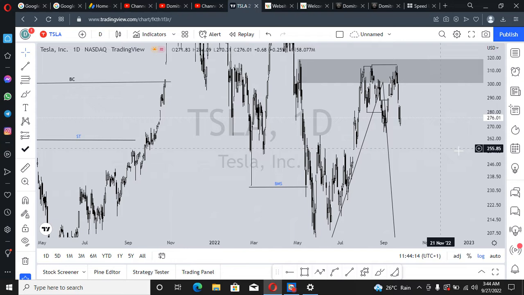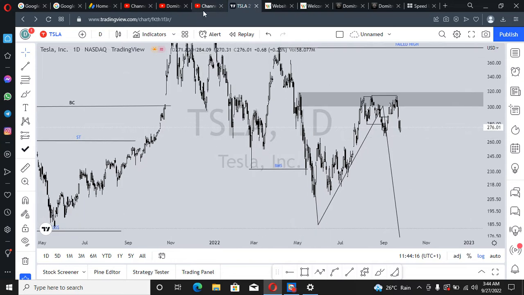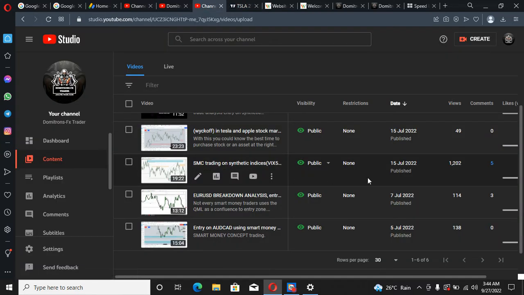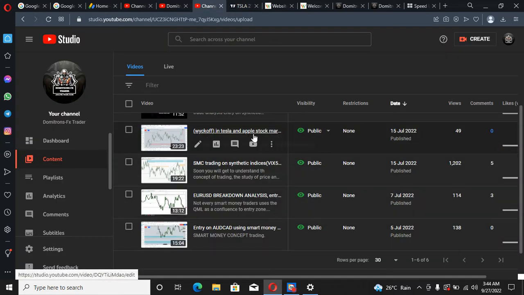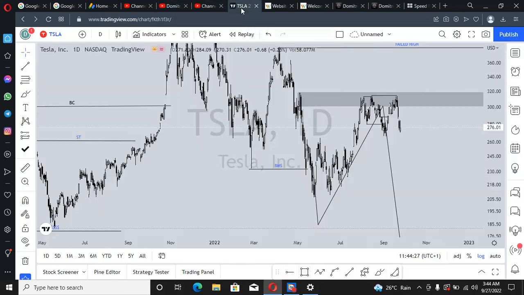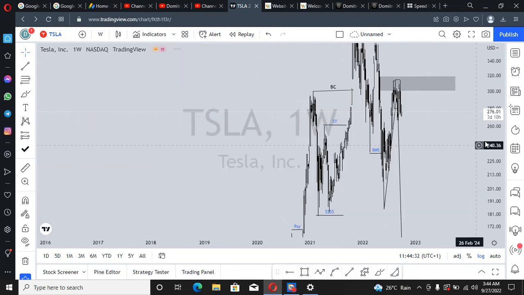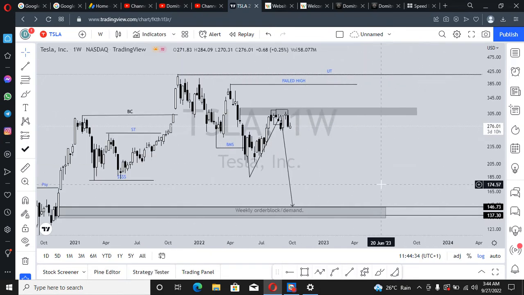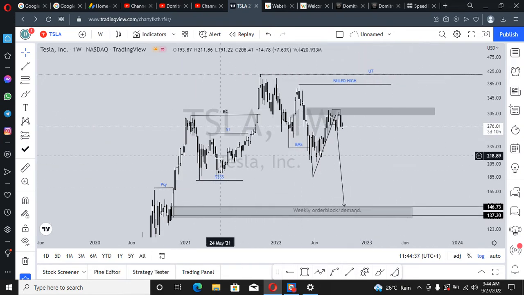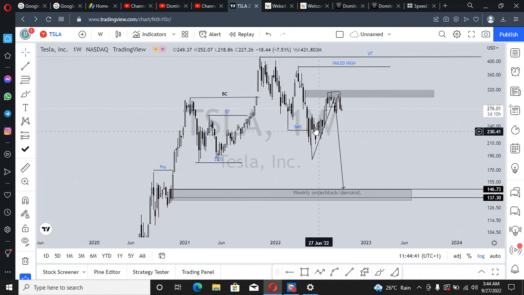During that month, when was that? July 15, it was like 2 months ago. So I talked about the Tesla stock, and what I can see on the Tesla stock is a distribution phase. The Wyckoff is a distribution phase, and we see price do a retracement to another supply, but we have this on the daily chart.